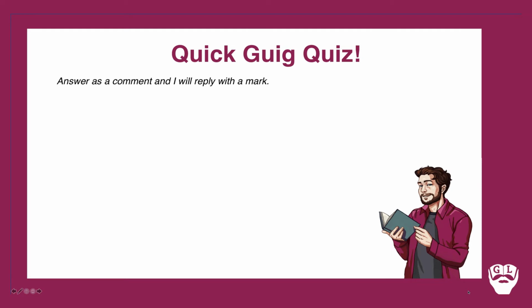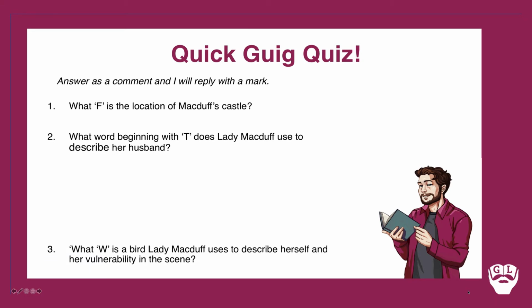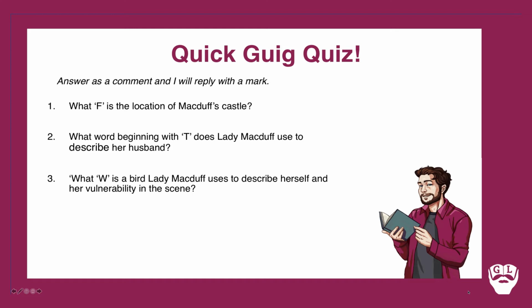Three questions. What F is the location of Macduff's castle? What word beginning with T does Lady Macduff use to describe her husband? And what W is a bird Lady Macduff uses to describe herself and her vulnerability in this scene?